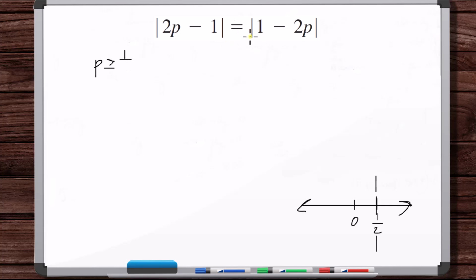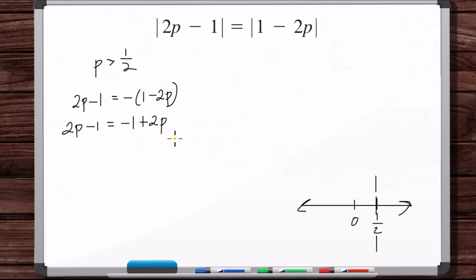But let's just do this. We can kind of analyze this any way we want. So let's go P is greater than 1/2. In that case, this is always going to be positive, and so we can simplify that. We'll just remove the absolute value. This is always going to be negative, so we do this. Okay, so 2p minus 1 is equal to negative 1 plus 2p.